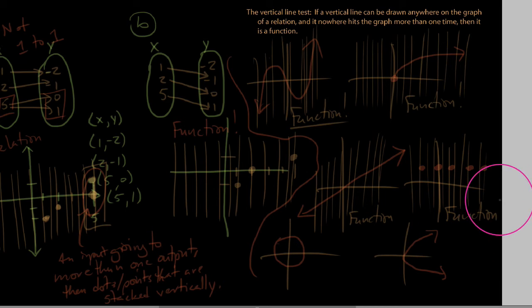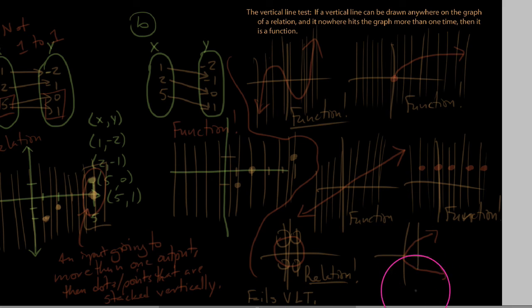Just to show you how easy the vertical line test is, look at these last two. Instantly, I notice here, or even here, an x value that hit two y values in this relation here. So what we mean is this: it's a relation, but it's not a function because it fails the vertical line test, the VLT. And over here, this one fails also because I had two y values for a given input or x value. So this is only a relation, but not a function because it fails the vertical line test.